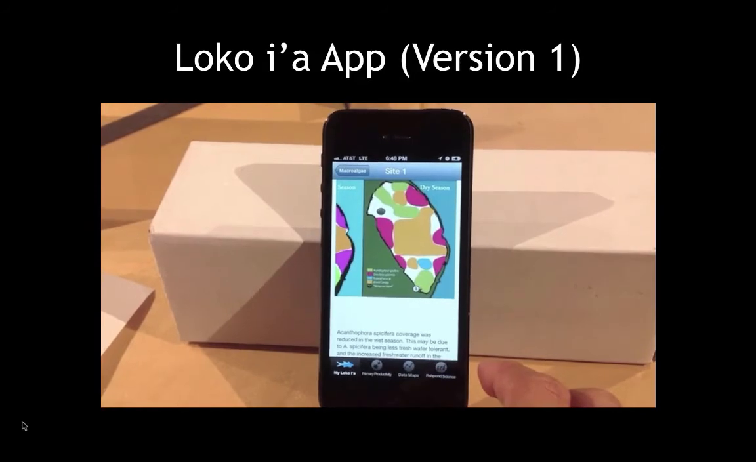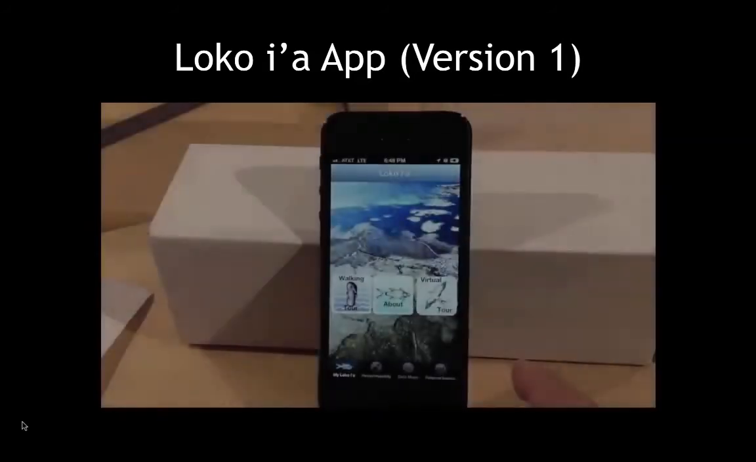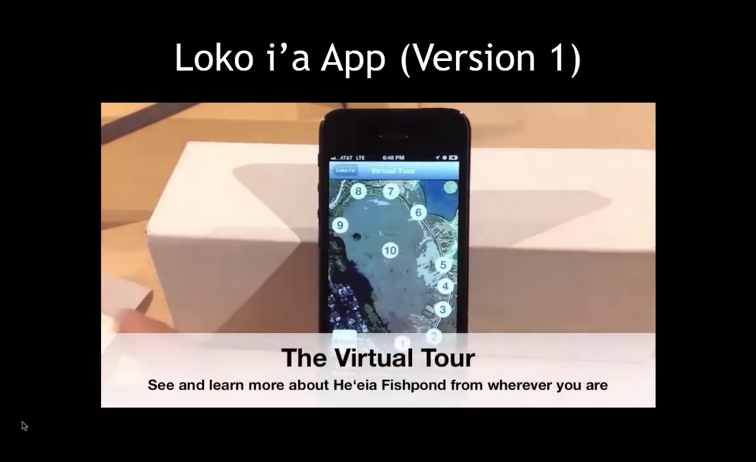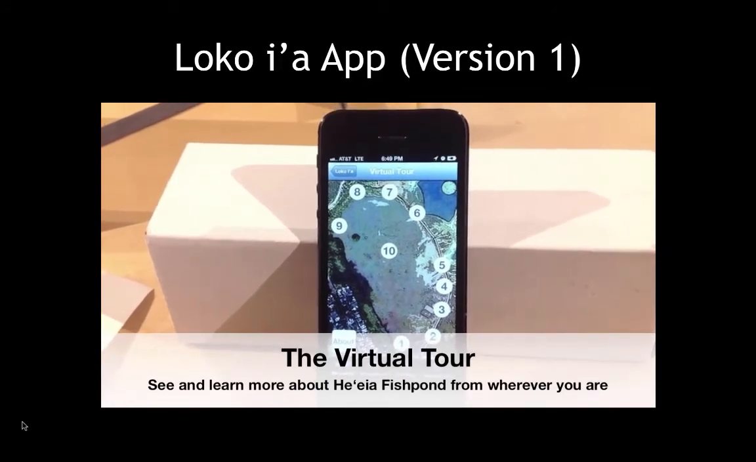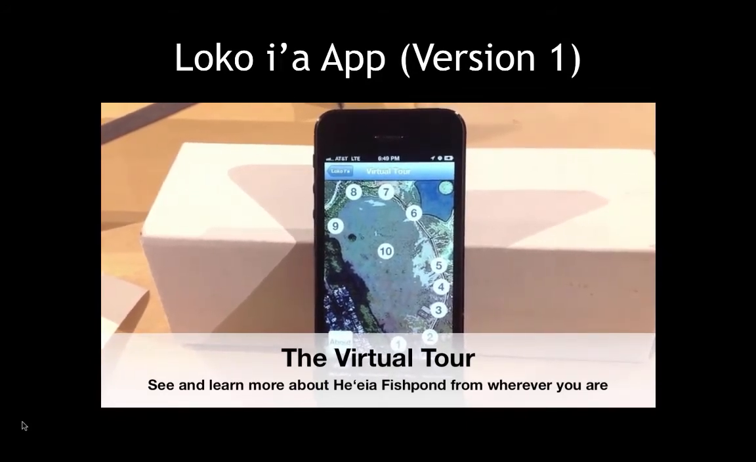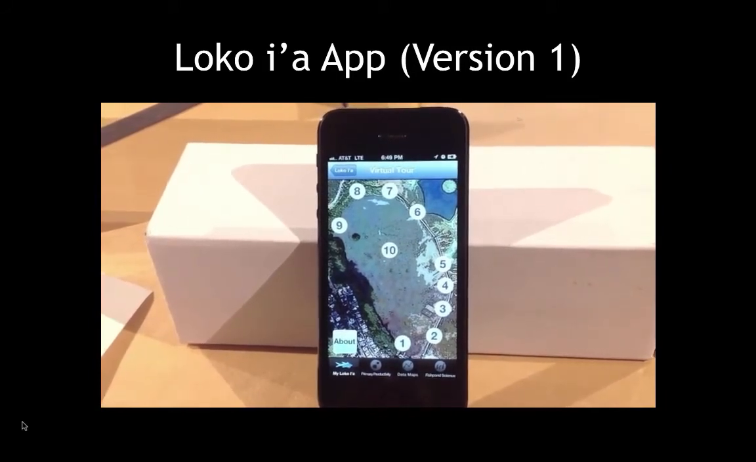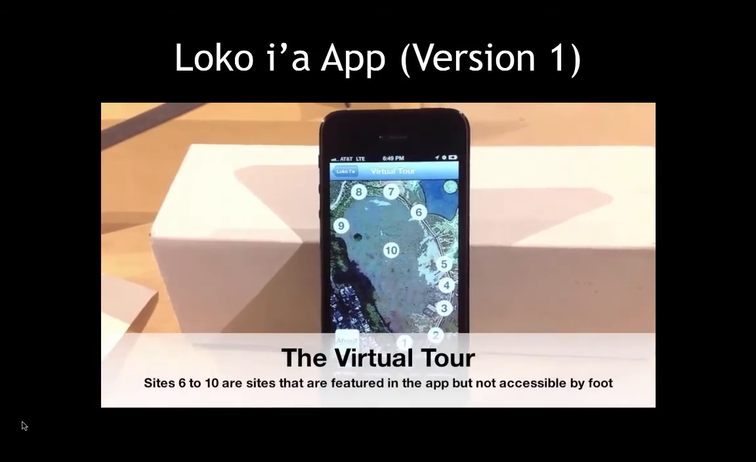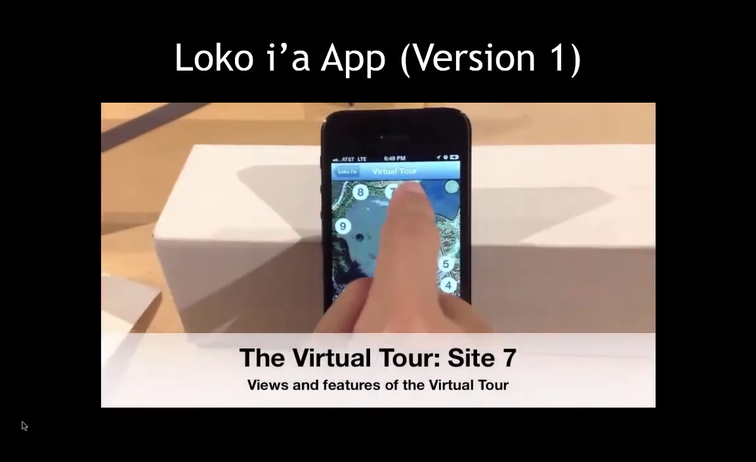Let's return to our launch screen using the tab bar. From here, we can access the virtual tour part of the app. As you can see, the virtual tour features 10 sites. The screen you see here gives users a bird's eye view of the site locations. The first 5 sites of the virtual tour are also featured in the walking tour. Sites 6 through 10, however, are not accessible via walking. Let's take a look at Site 7.